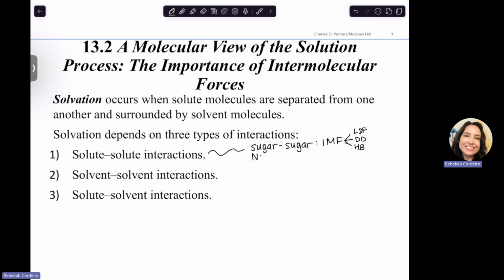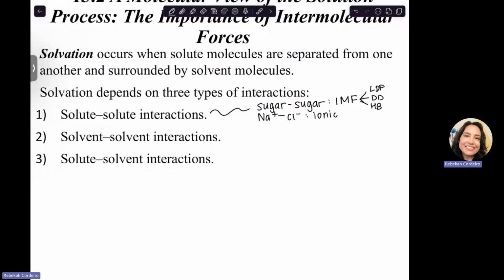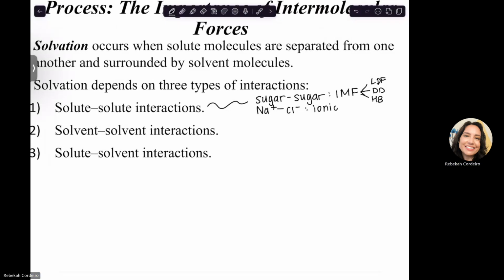What about sodium chloride to sodium chloride, or I guess sodium to chloride? Sodium ion to chloride ion interactions. Those would be ion interactions. So if we want to make sugar water or salt water, the solute-solute interactions we have to consider. Then we have to consider the solvent-solvent interactions. So let's say we're dissolving these in water.